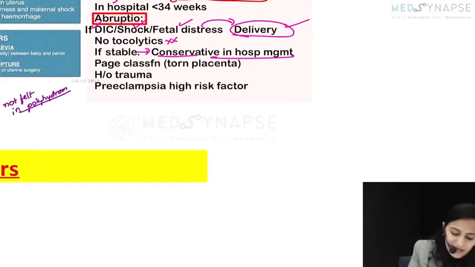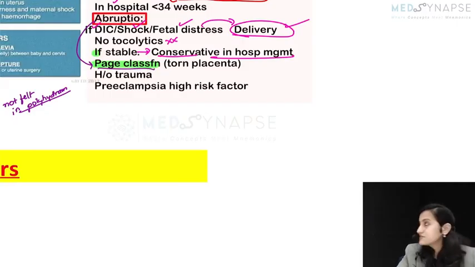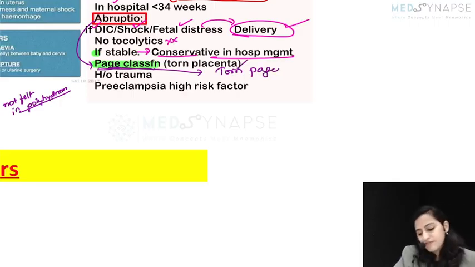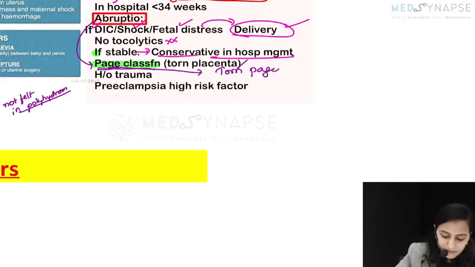Remember, the Page classification is used for abruptio, not placenta previa. Abruptio. Page classification is for abruptio. Remember it as tone, Page, and a tone placenta. Page is tone, placenta is tone. Tone placenta matlab abruptio.